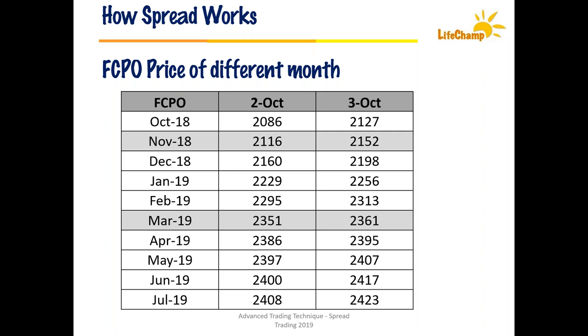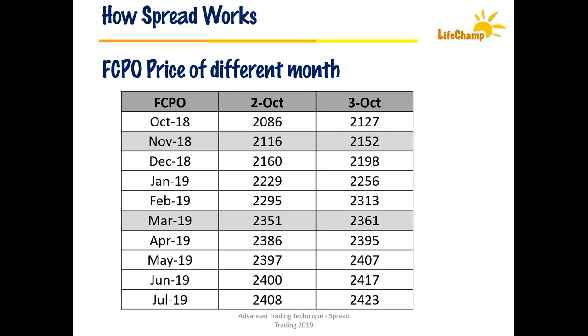In this case, November is 2,116, and December is 2,160. So different contracts or expirations have different prices. You can see that the further months down the road, the price is higher. The nearer months, which are October, November, and December, when traded on the 2nd of October, are lower.